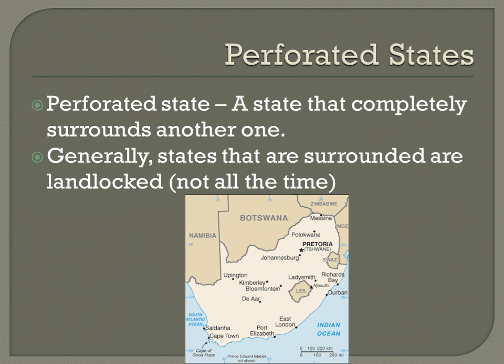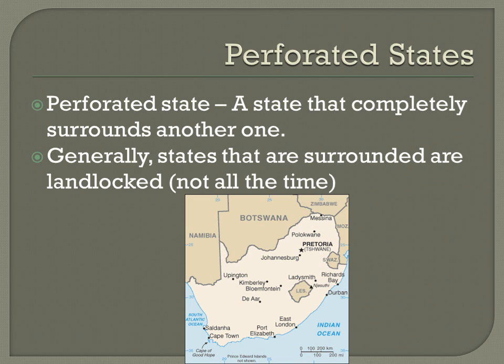And finally, we have perforated states. A perforated state is a state that completely surrounds another one. This a lot of times gets confusing for students, so I'm going to use the example down at the bottom. Generally, the states that are surrounded are landlocked, not all the time, though, because there are some exceptions. So let's take a look down at the bottom.